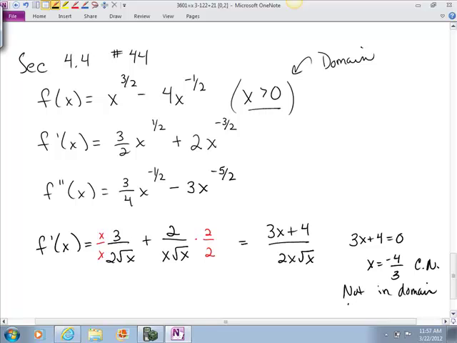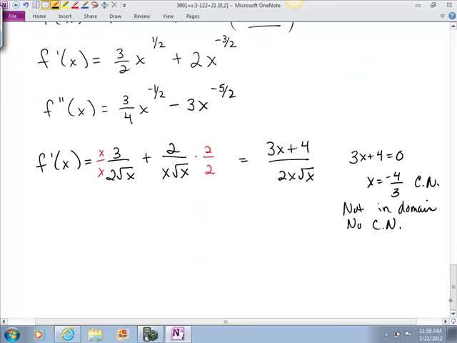So that makes me think that there are no critical numbers. Okay, does that make sense? Yeah. Okay. All right, now the second derivative, we can clean that up.